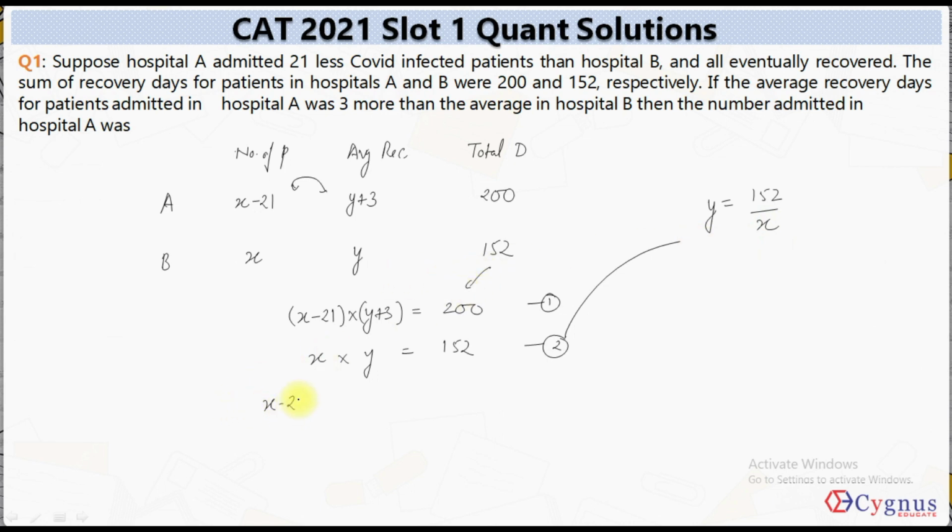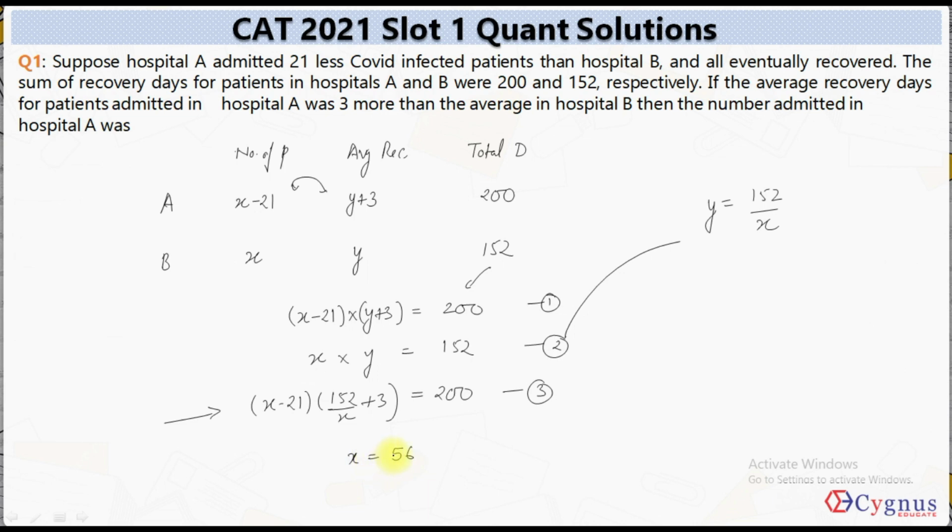So it becomes X minus 21 into Y plus 3. So this Y can be written as 152 by X plus 3. This is equal to 200. Now this is equation number 3 for me. When you solve it, you will get a quadratic equation here. Yes or no? After solving this, what you will get? X is equal to, you will get 56, I believe.